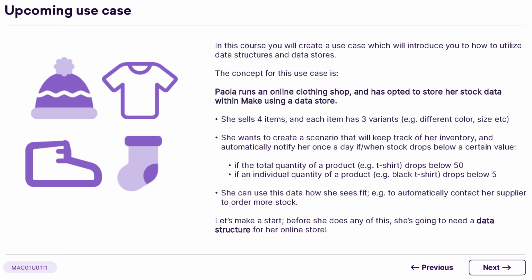To achieve this, she's setting up a system that notifies her daily if the total quantity of any product falls below a specific level, 50 to be exact. Additionally, if any individual variant, such as a black t-shirt, drops below 5, she'll be alerted. This thoughtful use of data helps her stay proactive, whether it's ordering more stock or adjusting her inventory strategy. Before diving into these scenarios, it's crucial for Paola to have a well-defined data structure to support her online store's needs efficiently. Let's take the first steps in creating that structure.